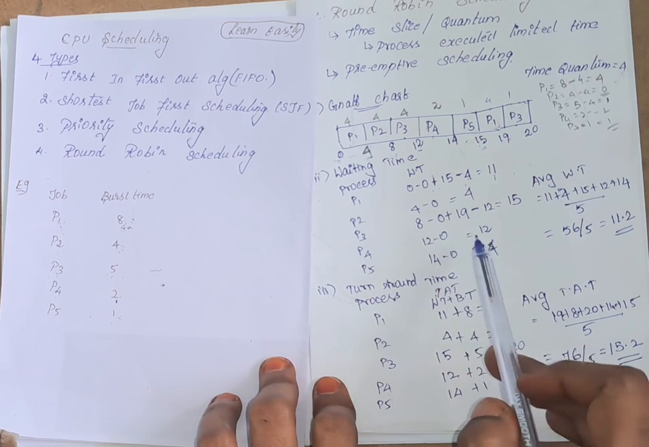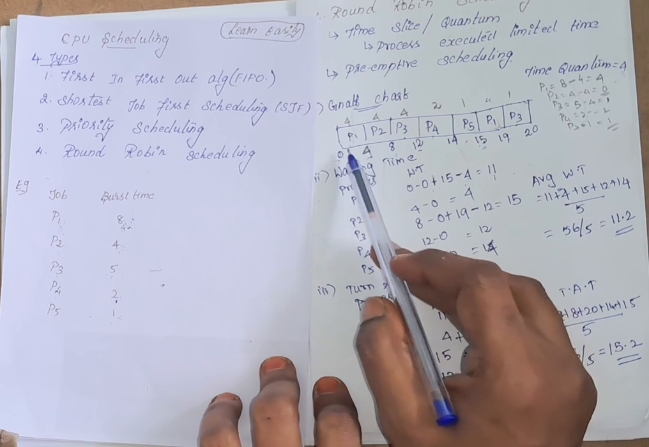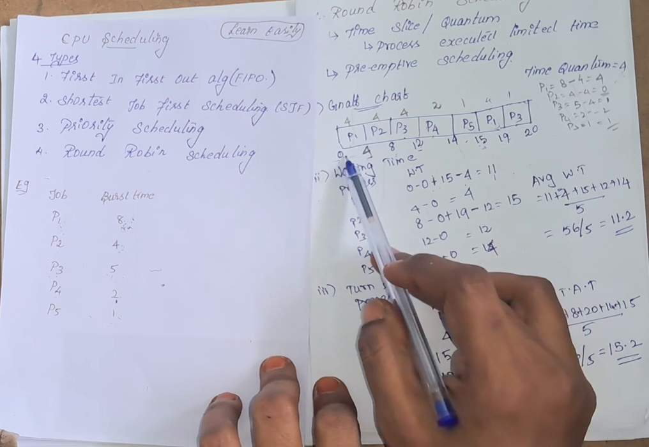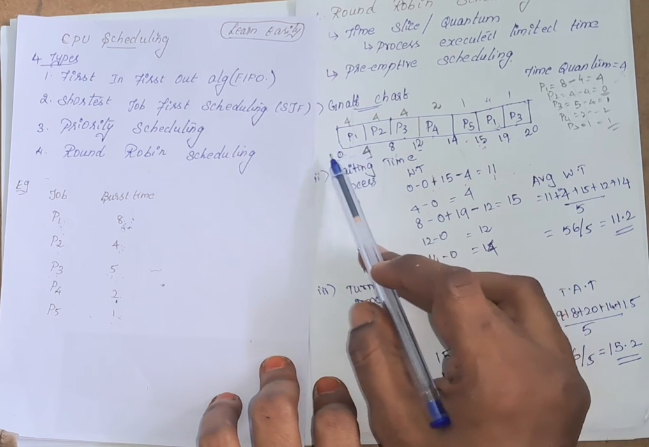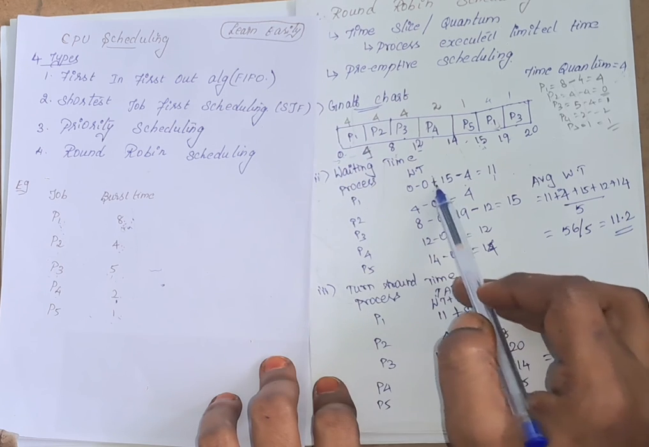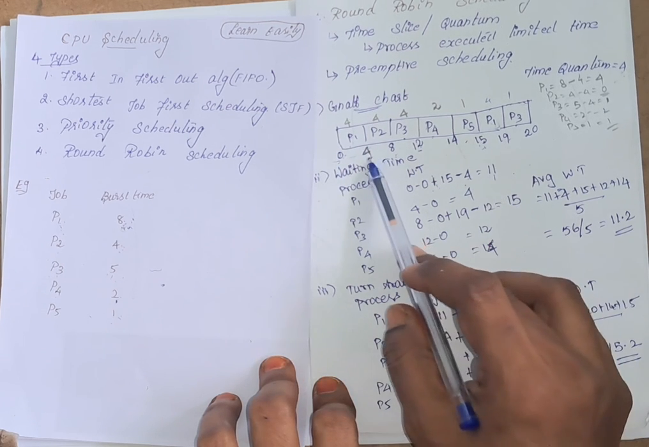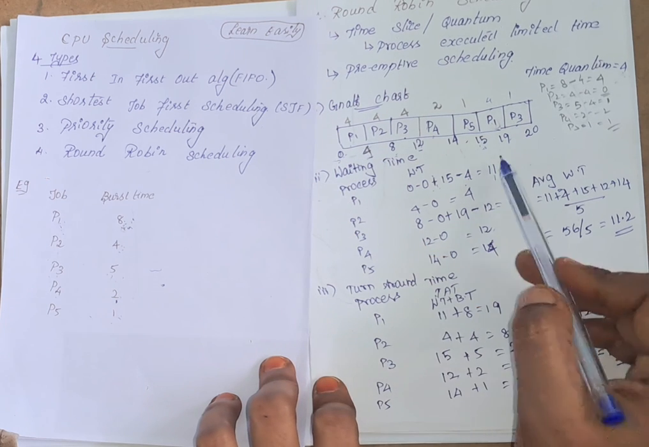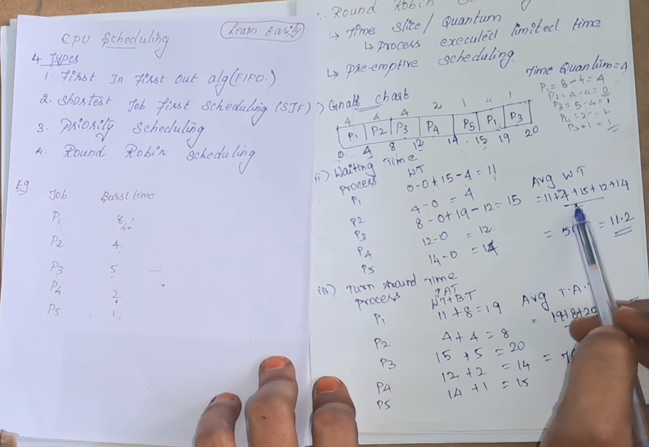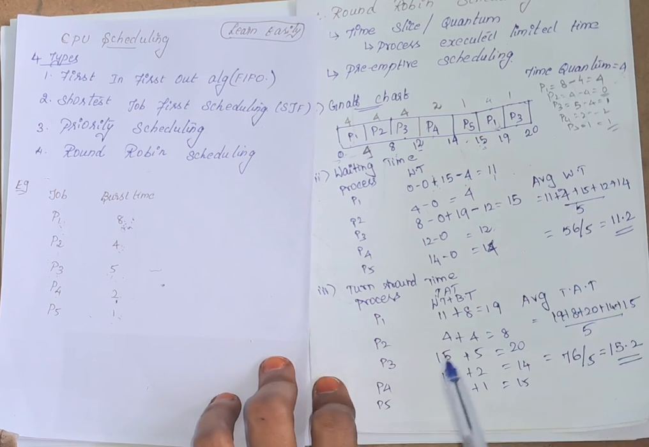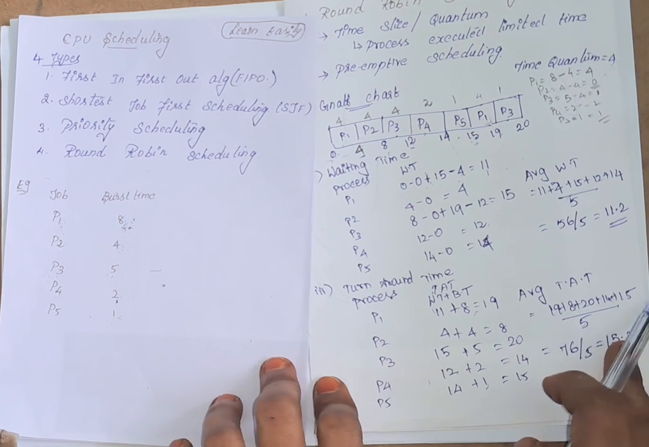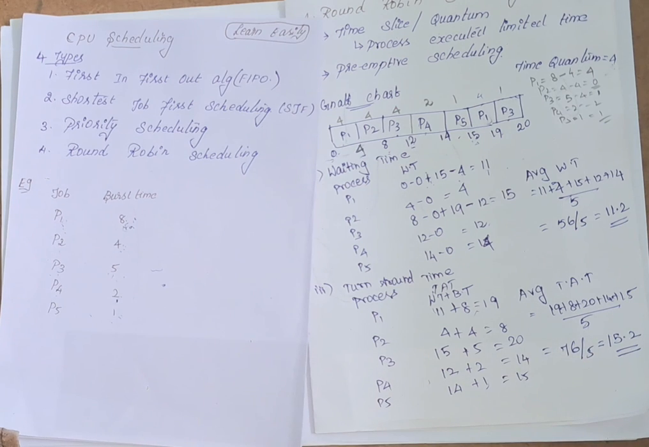Here the waiting time is calculated as the initial time where P1 starts, minus the initial waiting time, plus the second time where P1 starts minus where it gets completed. Likewise for all the other processes, and we find our waiting time and average waiting time. Next our turnaround time, that is our waiting time plus our burst time, and find the average of it. Okay, thank you.